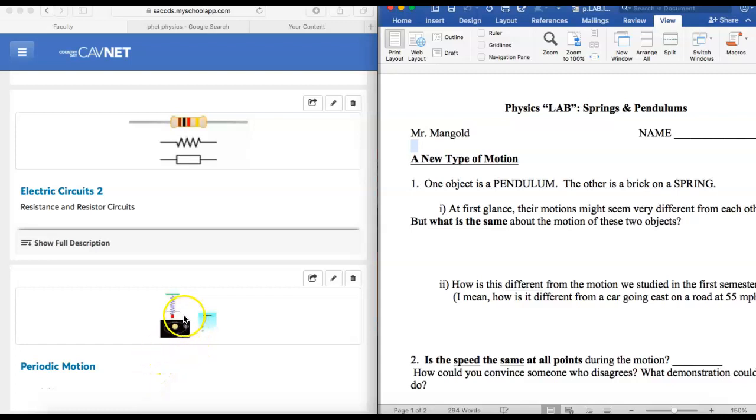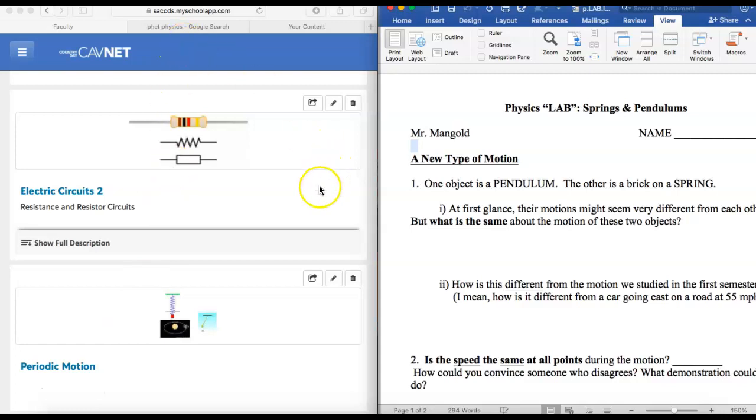We're starting a new chapter today, so I've put a new topic in CavNet. On the left, I've got the part of CavNet open, and this is what the new topic looks like, periodic motion. This next chapter actually has two parts. The first part will be periodic motion, and the second part will be waves.